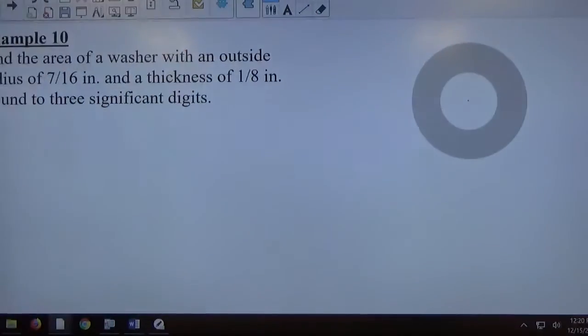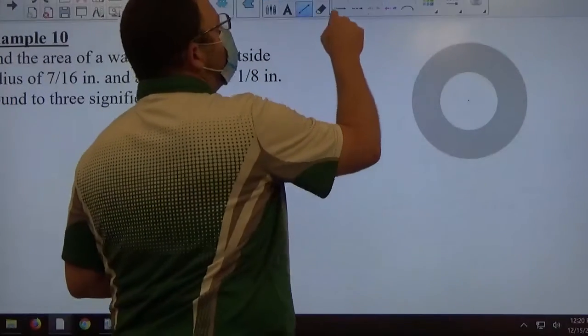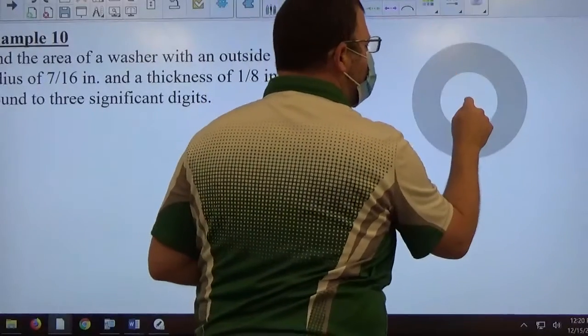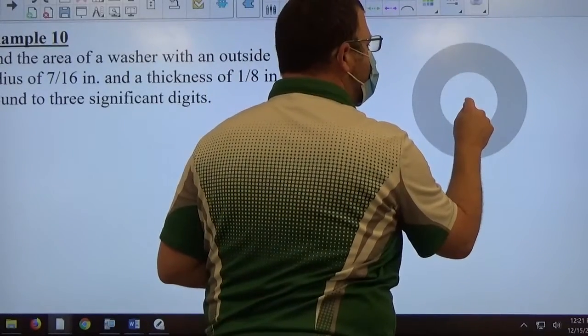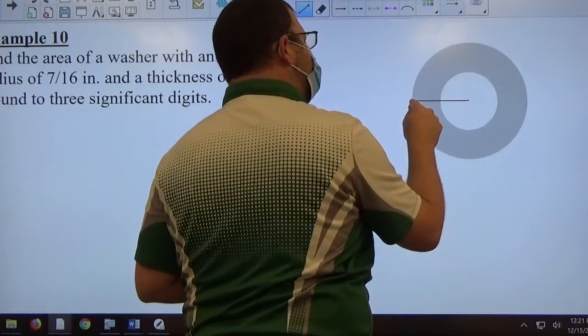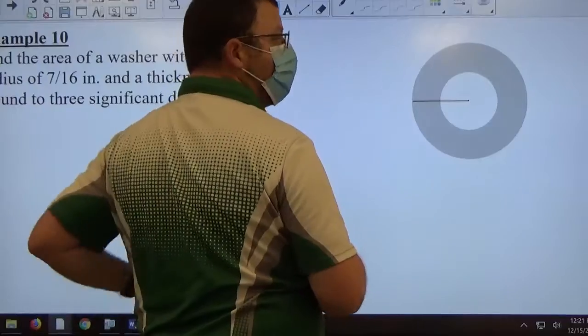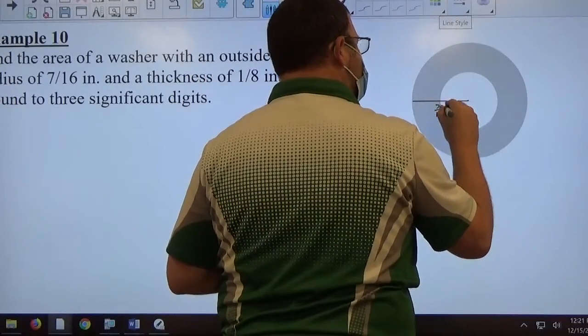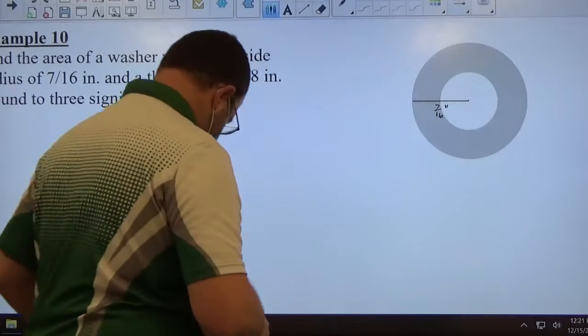So, they tell us the outside radius is 7/16 of an inch. So, that means that the distance from the center to the edge is 7/16 of an inch. By the way, the figure is not drawn to scale. 7/16 inches is that whole thing.